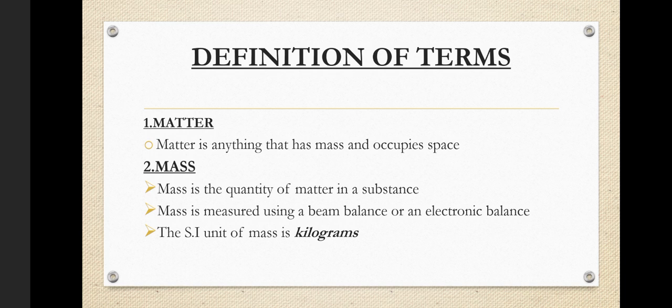Normally, when we are in the lab, we have two types of apparatus that we can use for measuring mass. Apparatus number 1 is a beam balance, and the second apparatus that we can use for measuring mass is an electronic balance. Again, learners, wherever we are measuring quantities, we normally have certain internationally recognized units that we use. Those units, we call the SI units, and the SI unit for measuring mass is the kilogram.